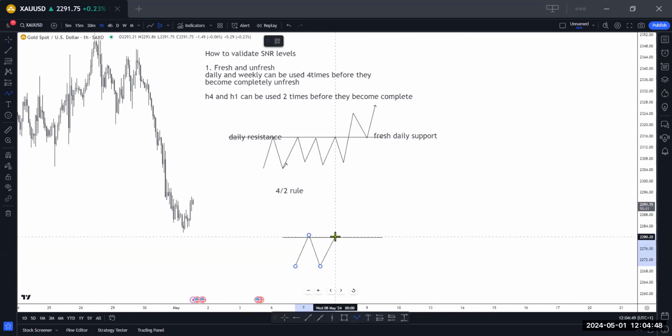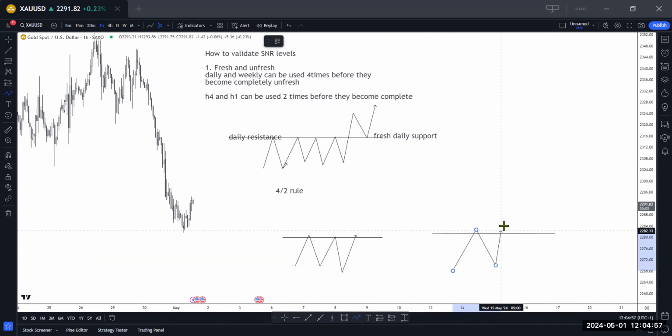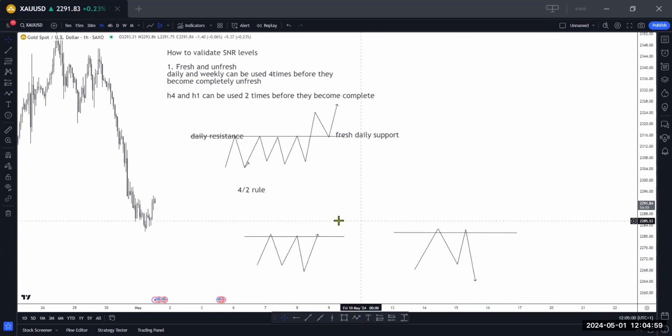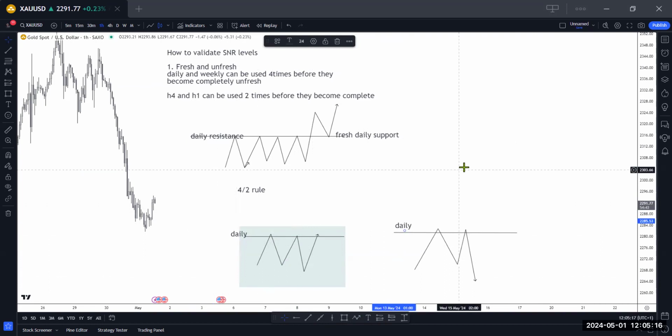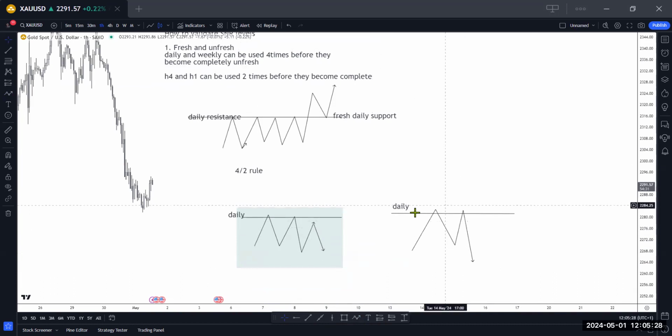So this daily level, tap, tap, tap, okay? Another daily level, resistance, right? Say tap, tap. Between this and this, which one is fresher? Anybody? They are both daily levels. Which one is fresher? The second one, sir. The second one is fresher. Very good. Okay. Why is it fresher? Because it has only been used 2 times.